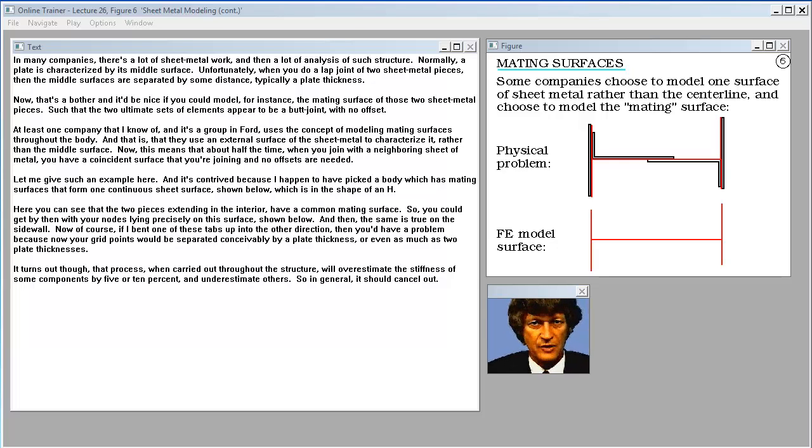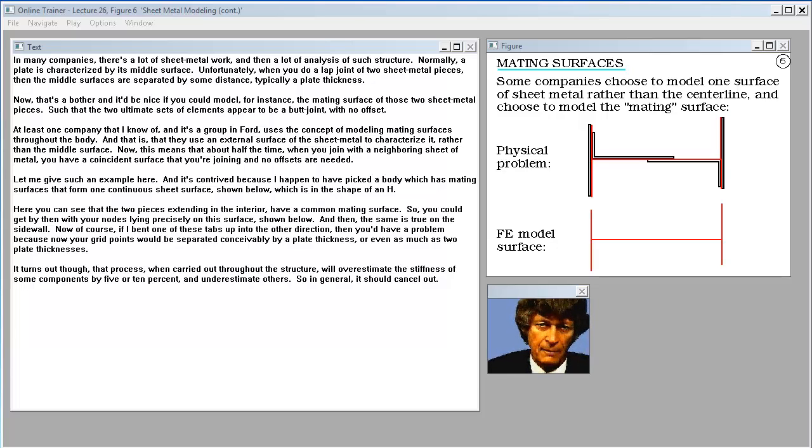In many companies, there's a lot of sheet metal work and then a lot of analysis of such structure. Normally, a plate is characterized by its middle surface. Unfortunately, when you do a lap joint of two sheet metal pieces, then the middle surfaces are separated by some distance, typically a plate thickness. Now, that's a bother, and it'd be nice if you could model, for instance, the mating surface of those two sheet metal pieces such that the two ultimate sets of elements appear to be a butt joint with no offset.